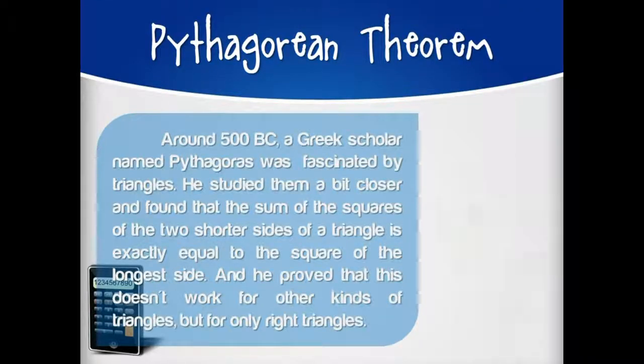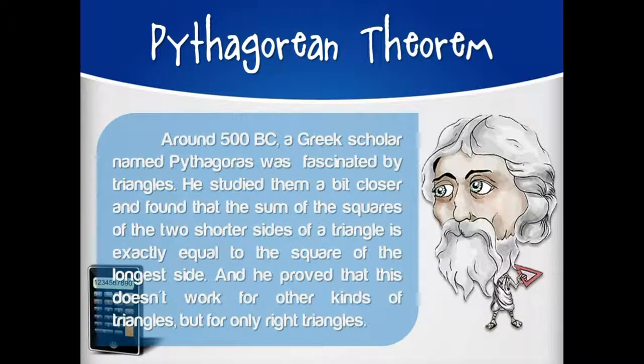Around 500 BC, a Greek scholar named Pythagoras was fascinated by triangles. He studied them a bit closer and found that the sum of the squares of the two shorter sides of a triangle is exactly equal to the square of the longer side. And he proved that this doesn't work for other kinds of triangles, but for only right triangles.